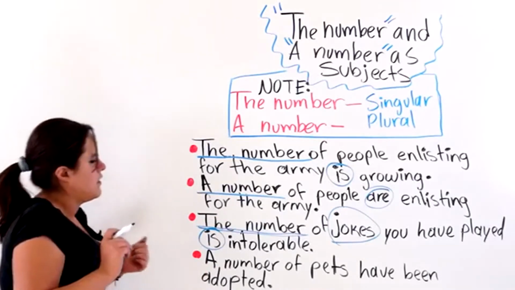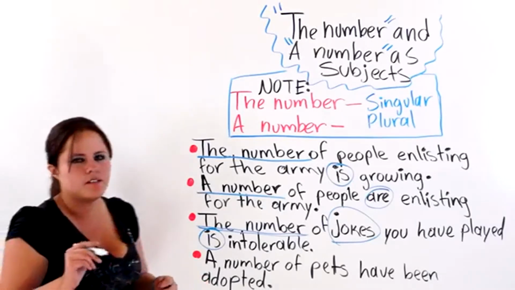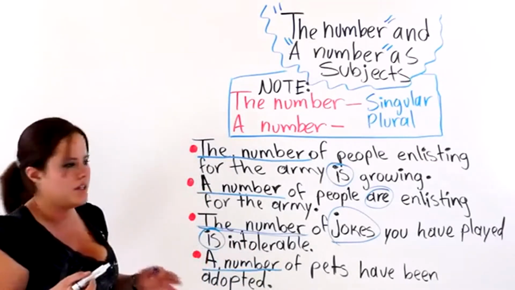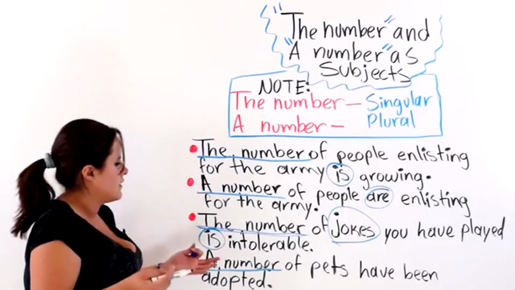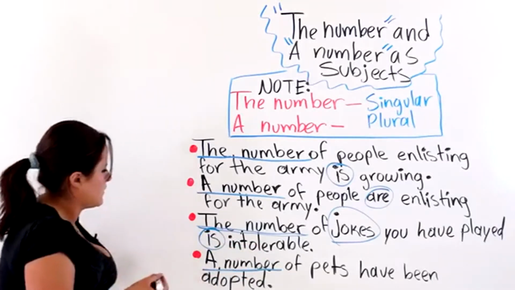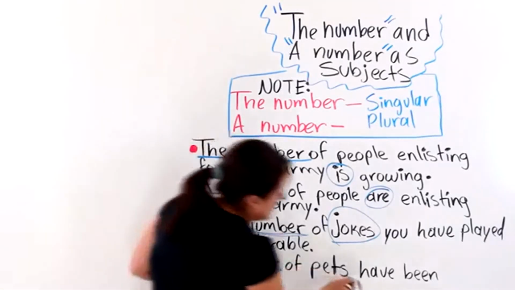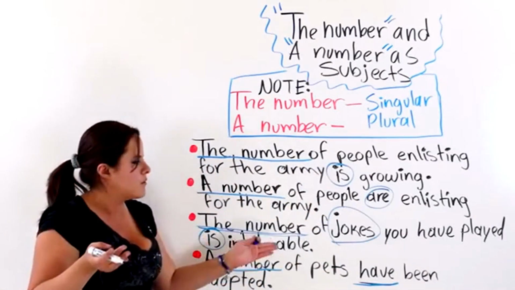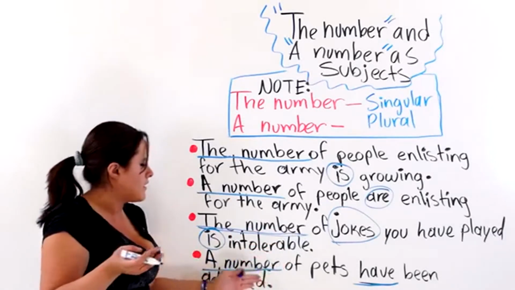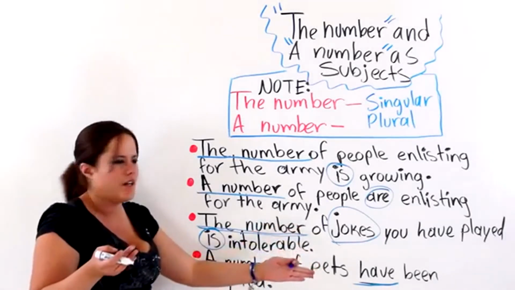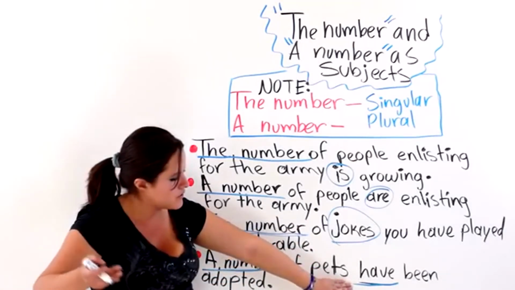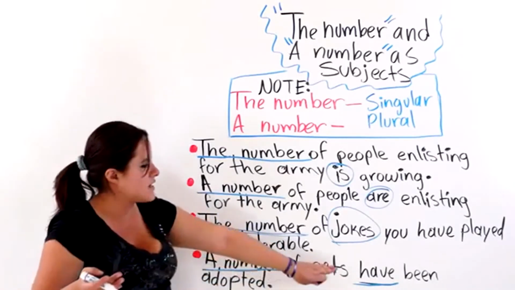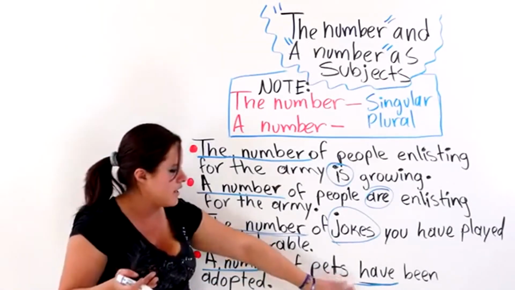And the last one says, a number of pets have been adopted. A number of pets, a number. So we need a plural noun. We are talking about many pets have been adopted. Okay, so we used have. We are not using are. You could say are adopted every month, but we used have been. We cannot say a number of pets has been, okay? So this here tells you that we are using a plural noun. If we used has, then we would say the number of pets has been, okay? But in this case, have.